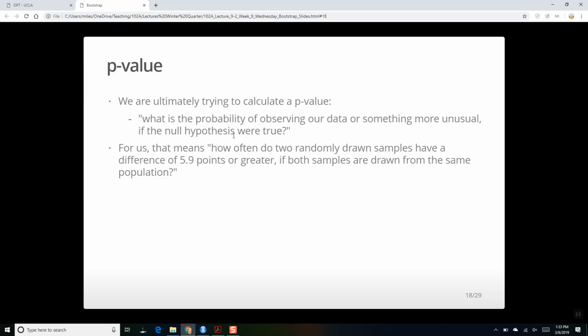And so when we ask, what is our p-value, we're going to ask, how often will this happen? What's the probability of this thing happening if I draw two random samples, one size 116, another one size 34, if they're both coming from the same population, how often am I going to get a difference of 5.9 or more? Okay, well, I guess a magnitude, absolute value of 5.9 or more. That's what we want to know.